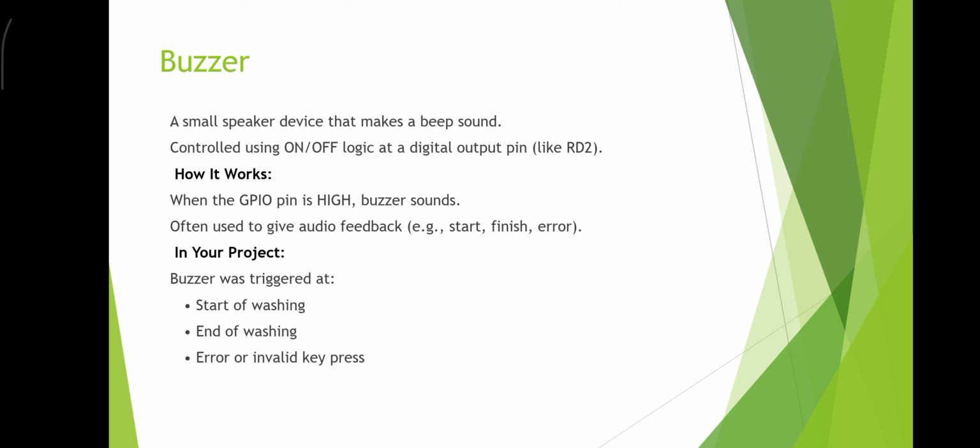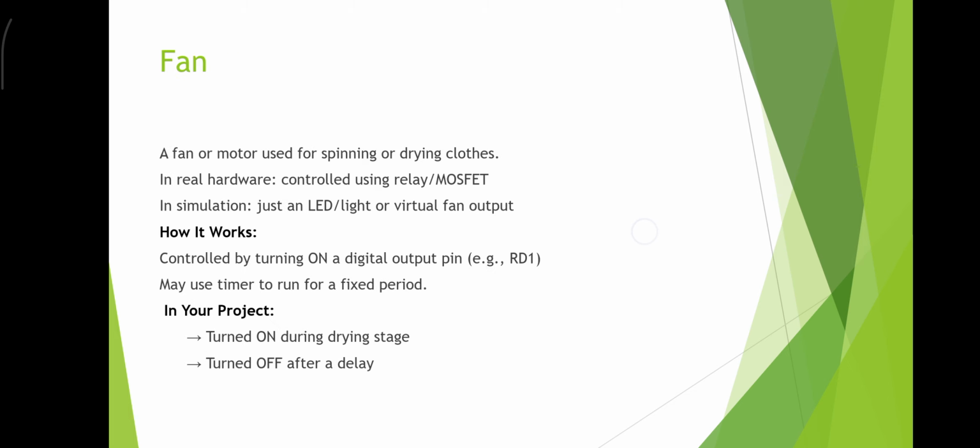Buzzer. The buzzer is used to give a sound alert, like when the process starts, ends, or if there is an error. It is connected to a digital output pin and we control it using simple on-off logic in our C code. When the GPIO pin is high, the buzzer sounds. In our project, the buzzer is triggered at the start of the washing, at the end of the washing, and if there is an error or invalid key press. So it is controlled on an on-off logic basis.